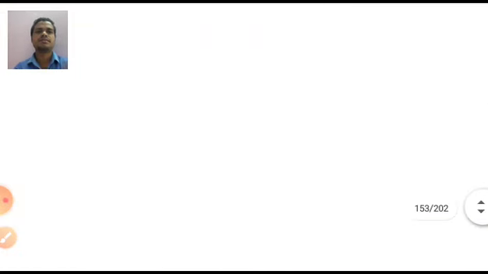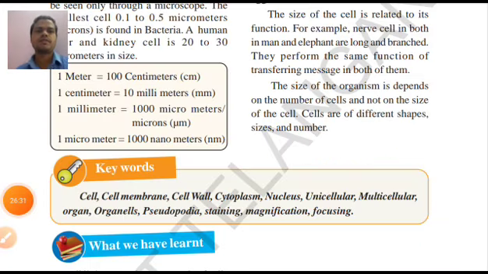Now as you see here, there are some keywords available here. Now you have to mention these keywords. Now the first keyword is cell. Cell is a basic unit of life or basic unit of any organism. Now cell membrane. What is the meaning of cell membrane? The outer protective layer of animal cell is called cell membrane.